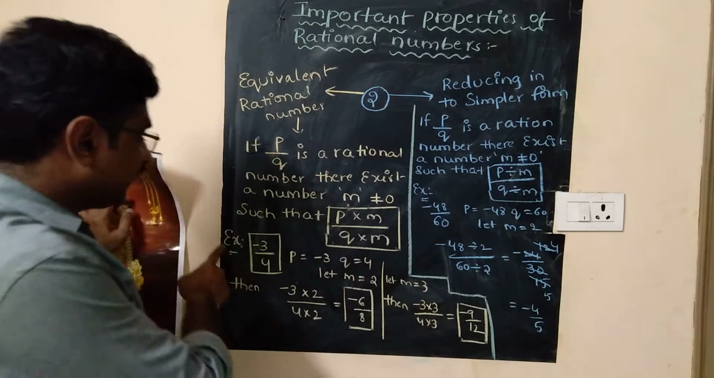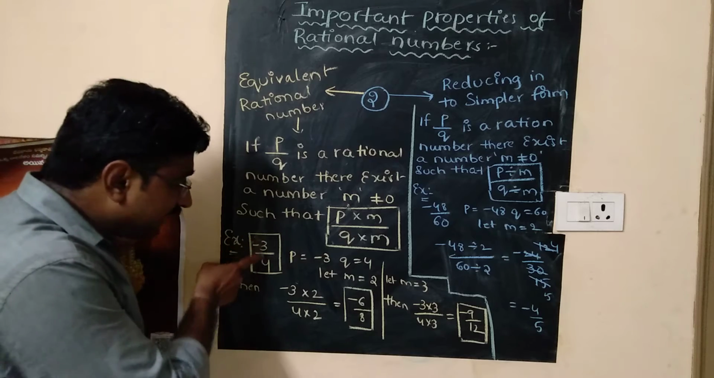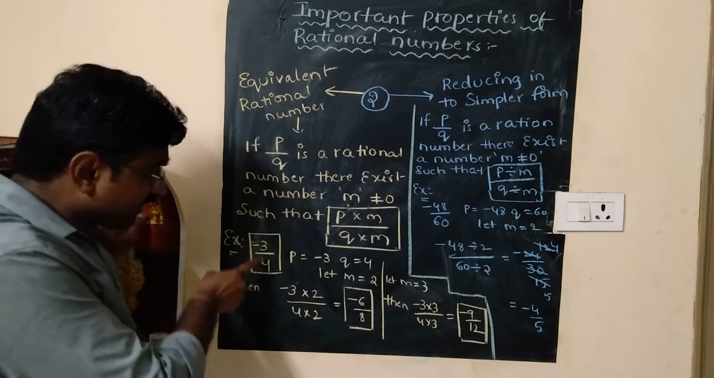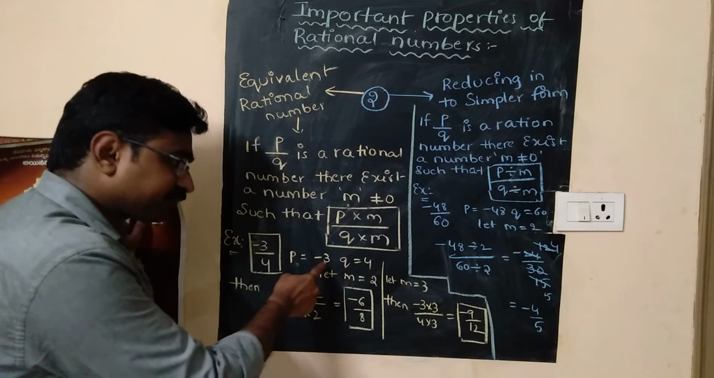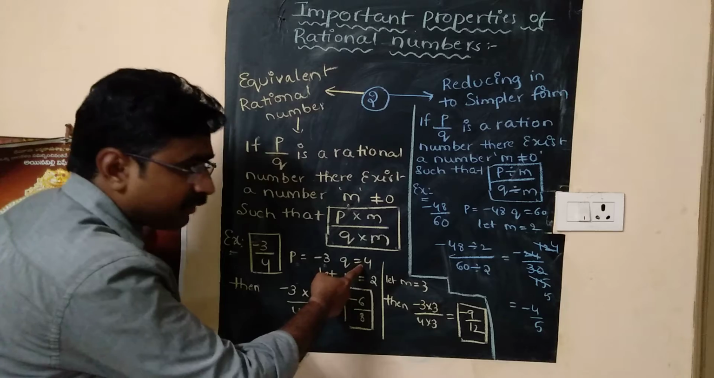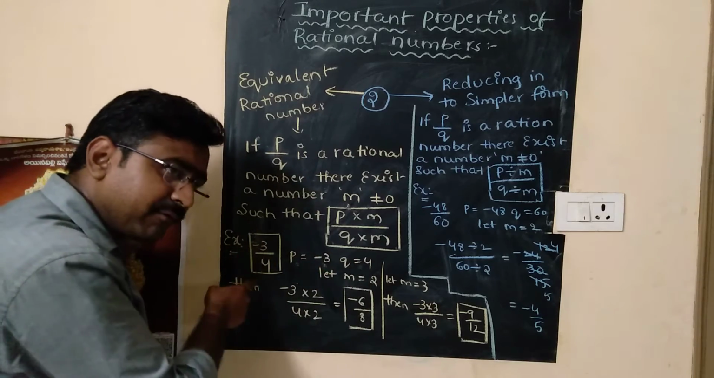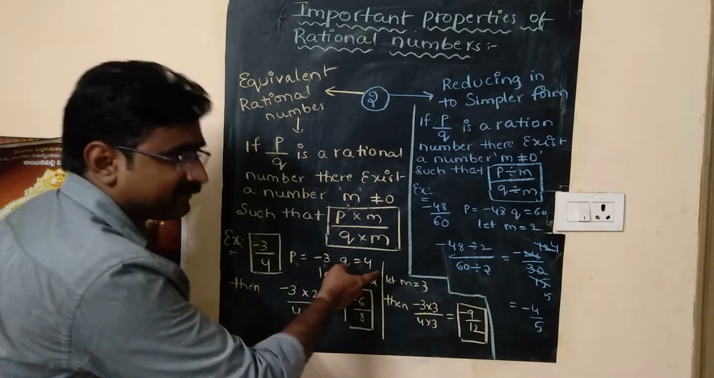For example, see here, minus 3 by 4 is there. Listen carefully. In minus 3 by 4, what is the p value? Minus 3, correct or not? And what is the q value? 4. So in the rational number minus 3 by 4, the p value is minus 3 and the q value is plus 4.